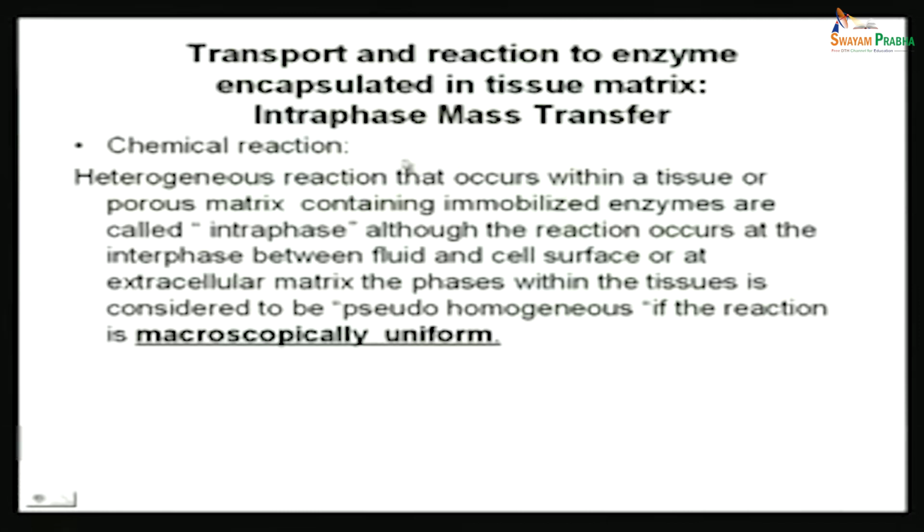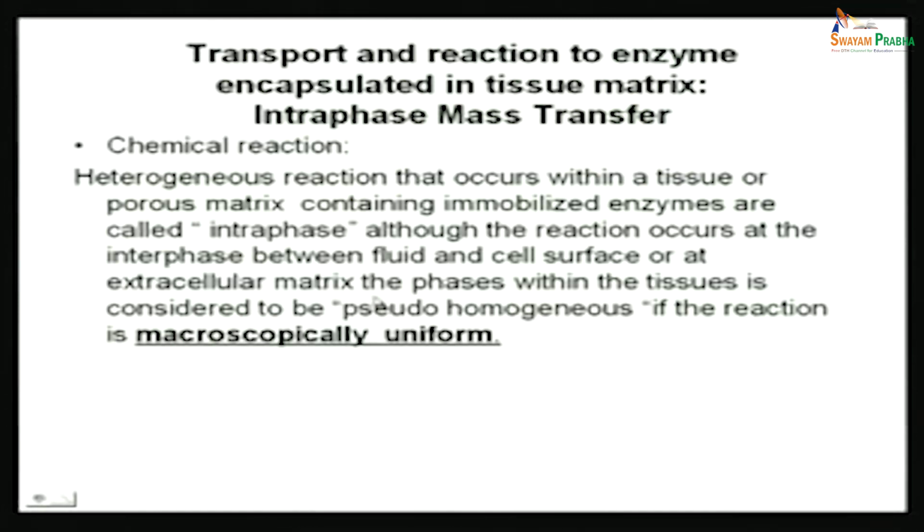So this is a definition, exactly what I explained, but just to go through it. A heterogeneous reaction that occurs within a tissue or porous matrix containing immobilized enzymes is called interphase. Although the reaction occurs at the interface between the fluid and the cell surface or at the extracellular matrix, the phases within the tissues are considered to be pseudo-homogeneous if the reaction is macroscopically uniform. This is a term that we introduce here: macroscopically uniform. What it means is that at the microscopic level, it's occurring at different points inside the matrix, but at the macroscopic level, it is uniform. And when at the macroscopic level it's uniform, then you can assume it to be pseudo-homogeneous. So it's a matter of scale.